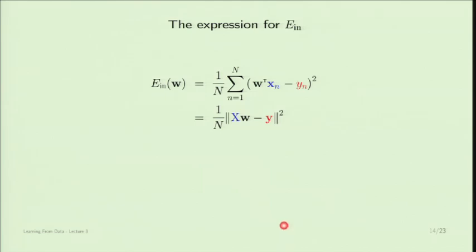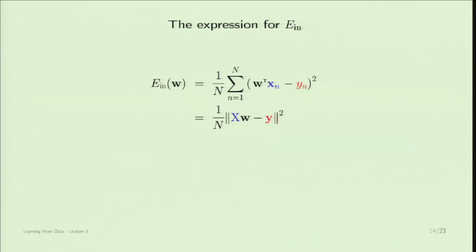Instead of the summation, all of a sudden, I have a norm squared of something that involves capital X. I haven't shown capital X before, and I haven't shown vector Y before. Well, it's basically a consolidation of the different x_n's here. x_n is a vector, so you put the vectors in a matrix and you call it X, and you put the scalars, the y_n, in a vector and you call it Y.